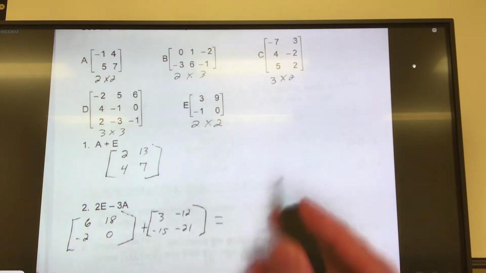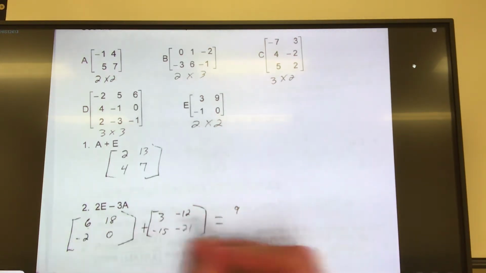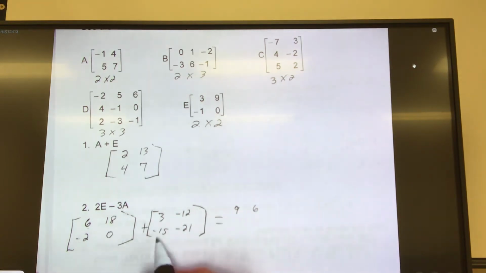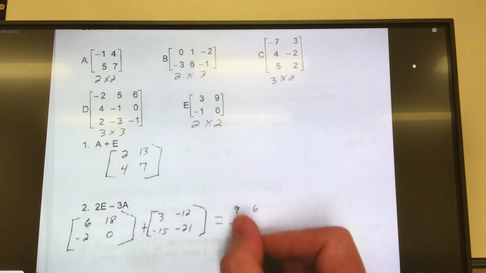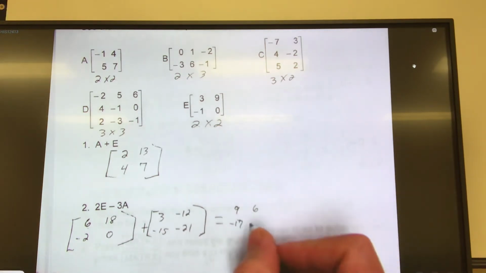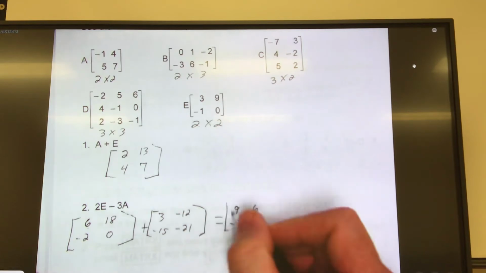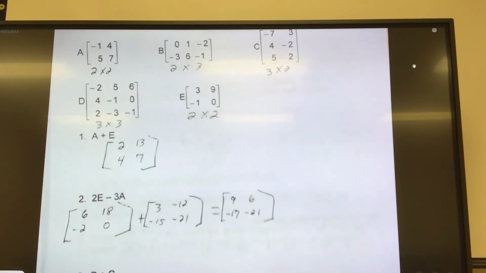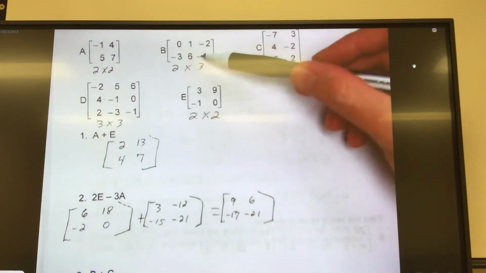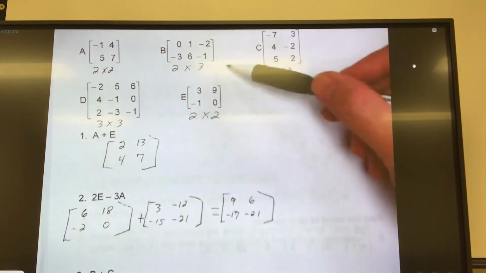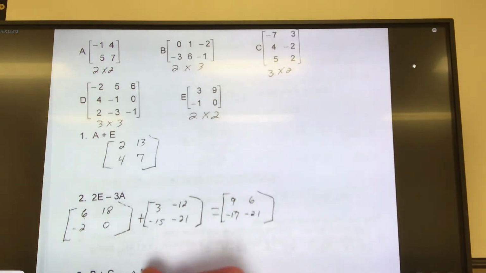6 plus 3 is 9. 18 minus 12 would be a 6. -2 plus a -15 is -17. And then 0 plus a -21 is -21. Okay, next up, it's asking me for B plus C. I look up here and B is a 2 by 3, C is a 3 by 2. They are not the exact same dimensions, so this one is not possible.